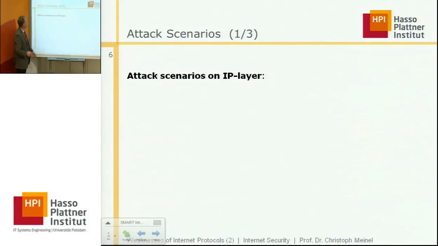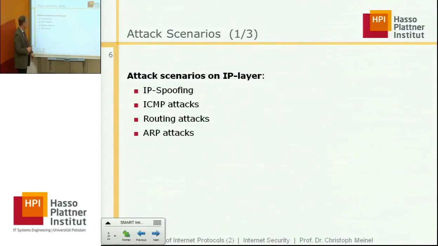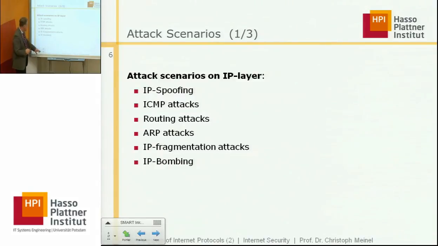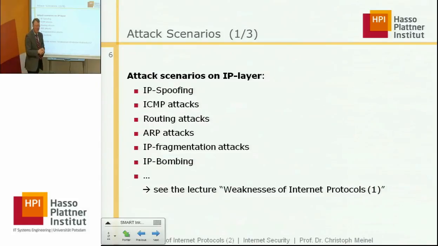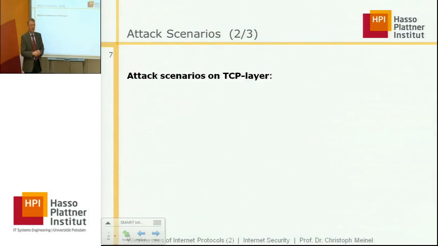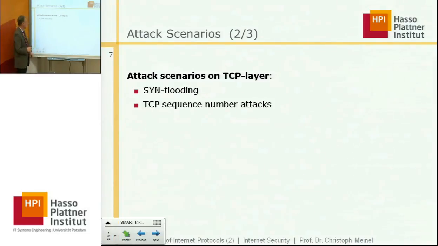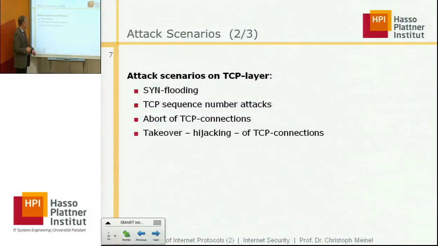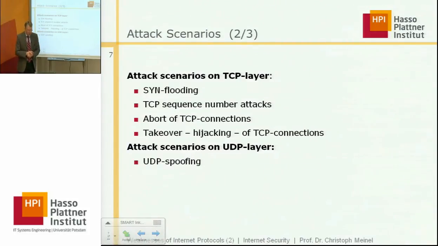Let's start with a look at the attack scenarios. Attack scenarios on the IP layer are IP spoofing, ICMP attacks, routing attacks, ARP attacks, IP fragmentation attacks, and IP bombing. We discussed these attacks in the last lecture, on weaknesses of internet protocols, in the first lecture. What we are going to discuss today are attack scenarios on the transport protocol layer. For example, attack scenarios against TCP. There we will discuss SYN flooding, TCP sequence number attacks, the abort of TCP connections, and takeover and hijacking of TCP connections. Then there is a second protocol on the transport layer, the UDP protocol, and as an example for attacks against UDP, we will discuss UDP spoofing.